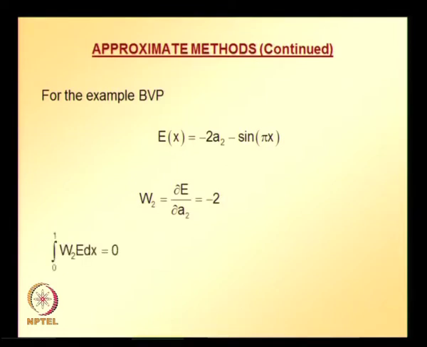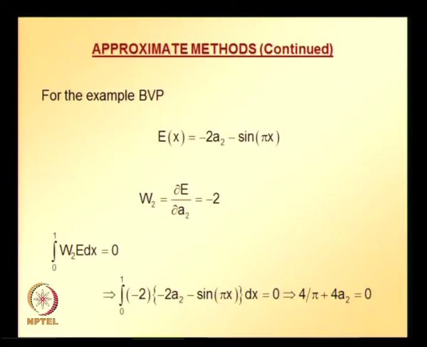Applying this to the boundary value problem that we are looking at, the residual is given by this. So, the weight function is the partial derivative of this residual with respect to the unknown coefficient A2. It gives us -2. Once we have this weight function W2, we can multiply it with the residual and integrate over the problem domain between 0 and 1, equated to 0. Here the residual is a function of A2. So, we are going to get only one equation in terms of A2, and we can solve this equation and find A2.